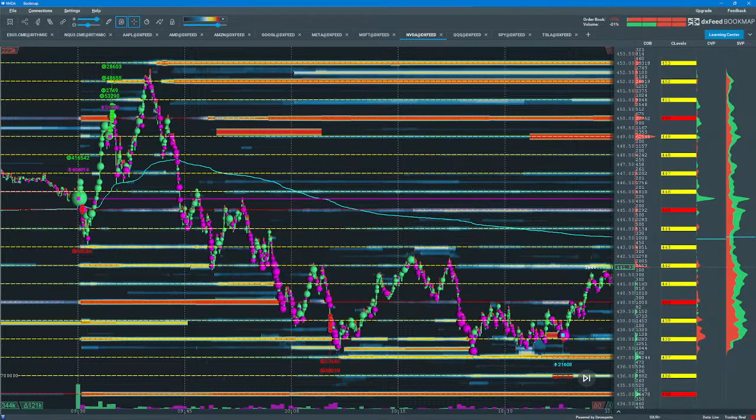So what I'm talking about, these small bright green dots, that's a buy sweep up to that level. And these bright red dots, that's a sell sweep.